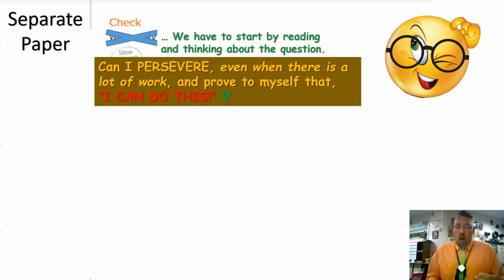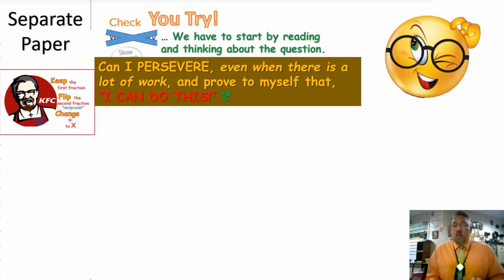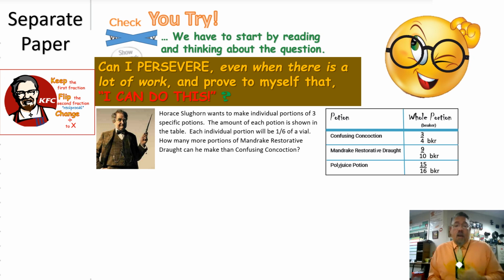So just try. So the problem, it's one that I really don't know much about it, other than I looked it up for Harry Potter and was thinking about potions and Halloween. So I came up with this particular question, and I'll read it to you so you understand what's being asked. Horace Slughorn wants to make individual portions of 3 specific potions. The amount of each potion is shown in the table. Each individual portion will be 1/6 of a vial. How many more portions of Mandrake Restorative Draught can he make than Confusing Concoction?